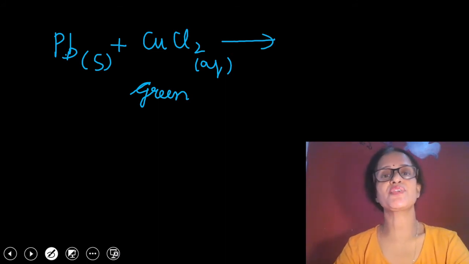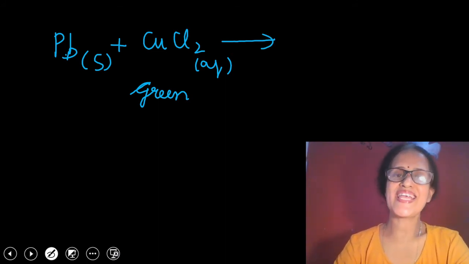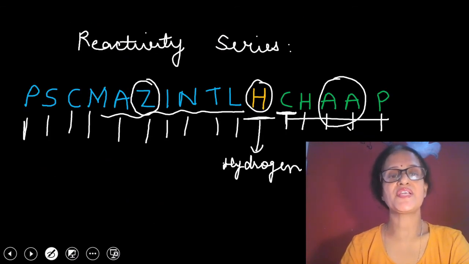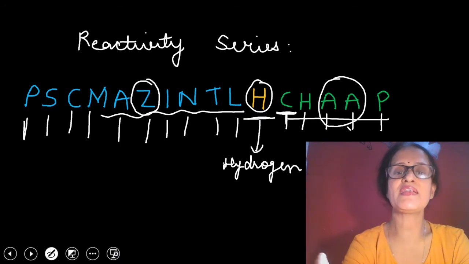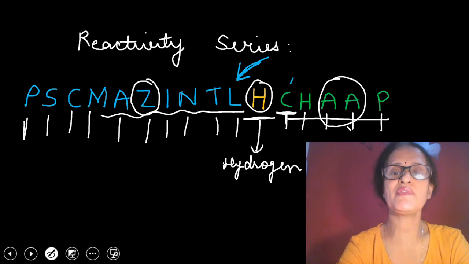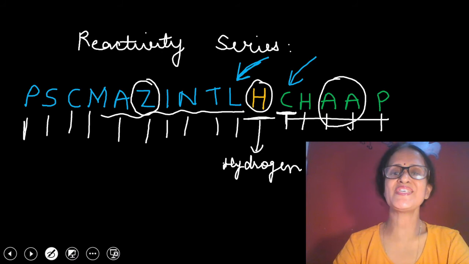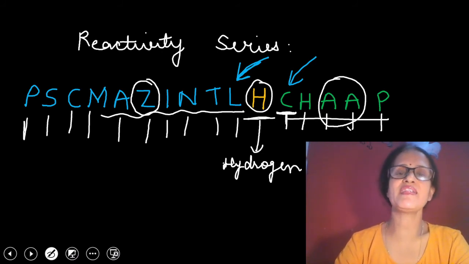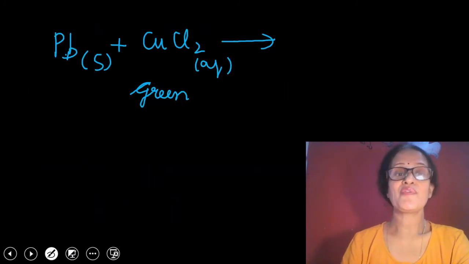Now, whether this reaction will take place or not, we will again check our reactivity series. In the reactivity series, you see where is lead. Children, lead is here, which is shown here with the help of the letter L. And what was another element? Another element was copper, which is shown here with the help of the symbol C. So it is clear to you that as copper is less reactive than lead, definitely lead will displace copper from copper sulfate solution. So what will be the product?